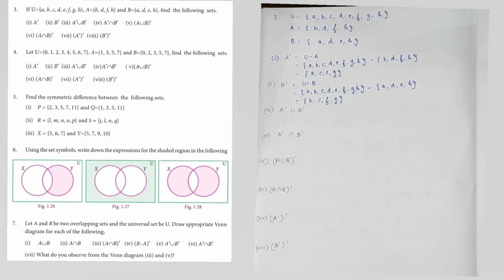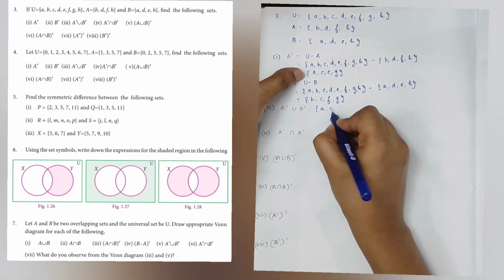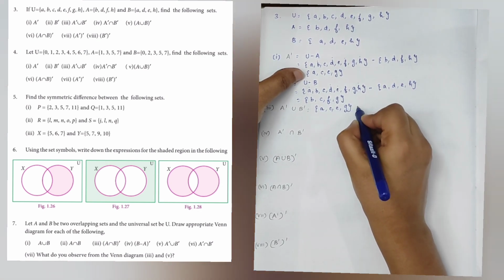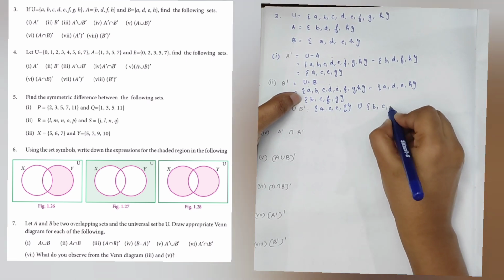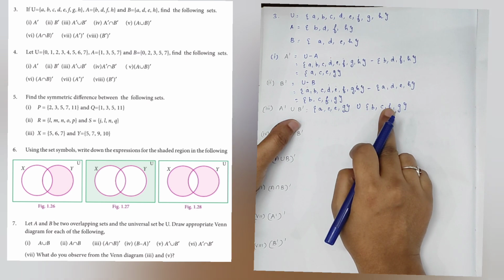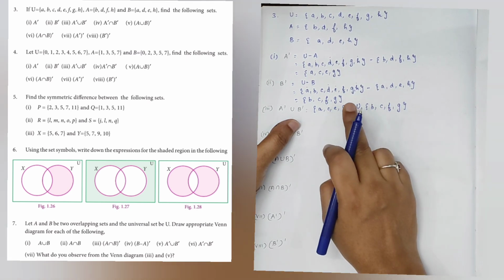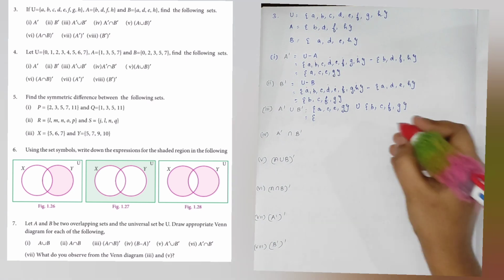Now do it for A complement union B complement. List out the elements of A complement, that is A, C, E, G. Union. List out the elements of B complement, that is B, C, F, G. So union in the sense you have to combine both the elements. You should not repeat the common elements. You can write it only once. So list out the elements of this first set and don't repeat the common elements.